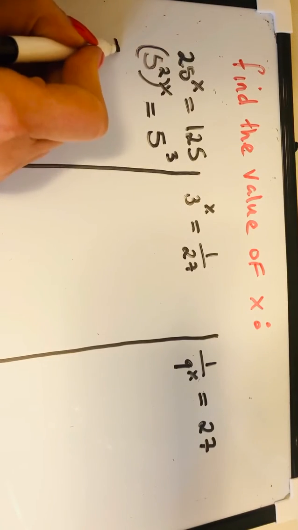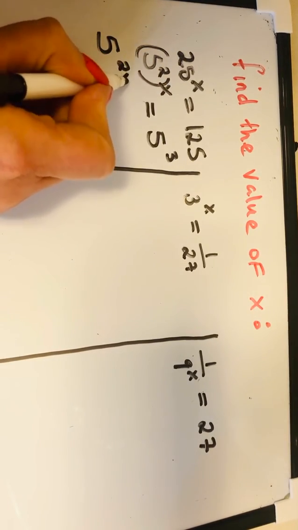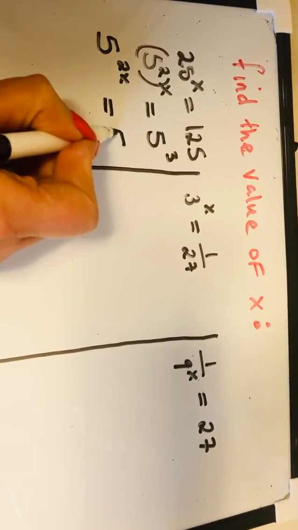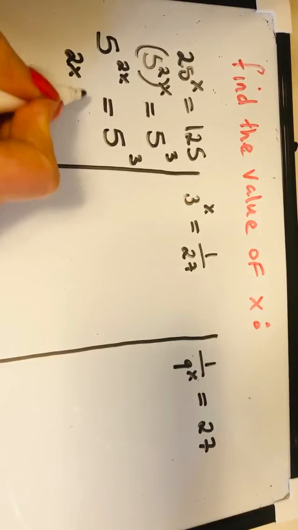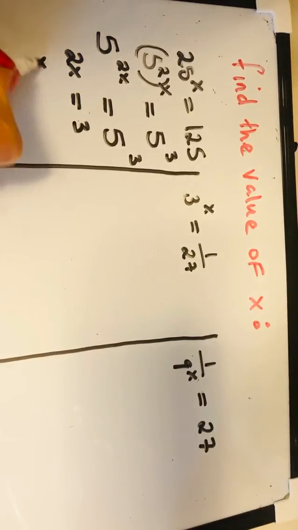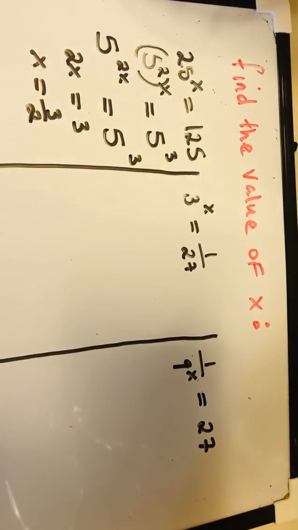Now we can equate it off, so we're going to use our rules of indices here and multiply 2 by x to give us 2x and equal it to 5 cubed. We now equate it off and we say 2x is equal to 3, so x is equal to 3 over 2. On to the next one.